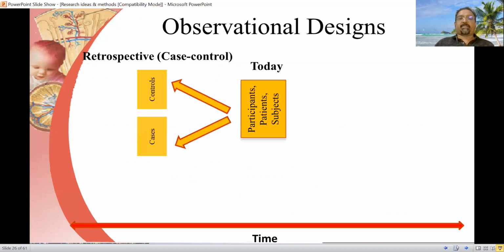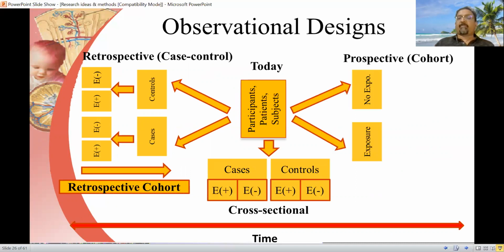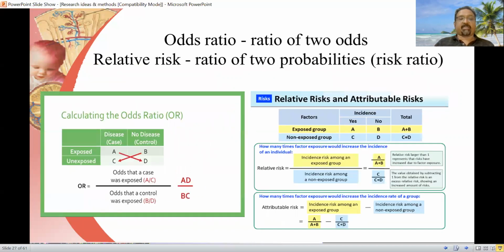Now, observational designs, as I said earlier, can be a case control, or a retrospective cohort, or a prospective study where you expose them to a particular agent. For example, this COVID vaccine versus some other sham vaccine. So that is a kind of prospective study. Now, when you do a prospective study, there are a couple of important things you have to know. One is an odds ratio, the other is a relative risk.